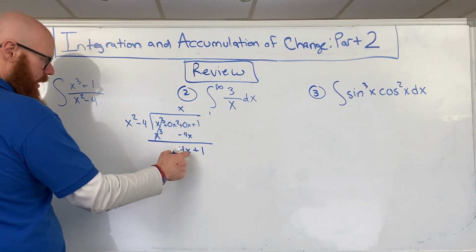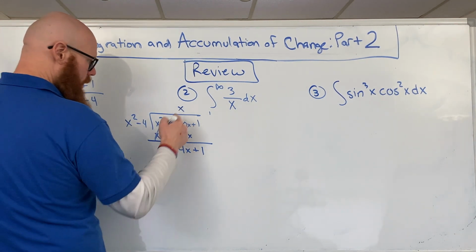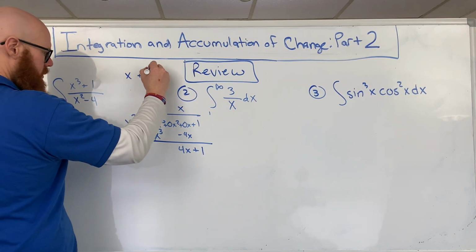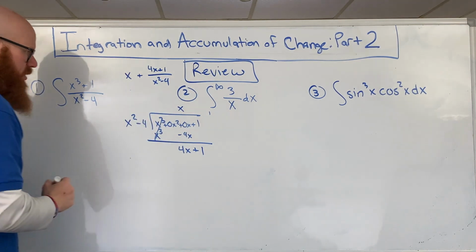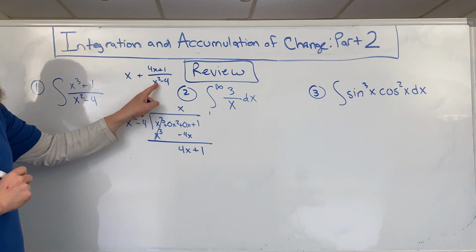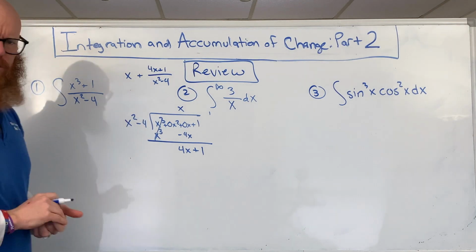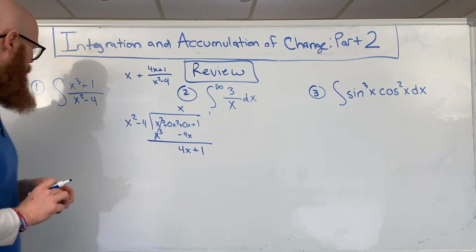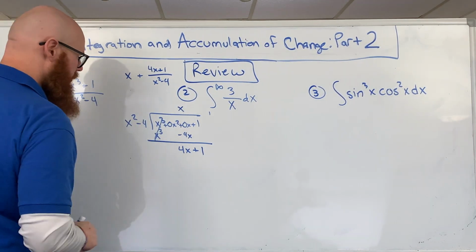And this is the key right here. I'm done. There's no way x squared can go into x. So what I end up with is this function can be written as x plus (4x plus 1) over (x squared minus 4). So this is the quotient plus the remainder over the original divisor. This is what you would have learned back in Algebra 2 or Pre-Calc as a way to write this function. So now what I have is the (4x plus 1) over (x squared minus 4).